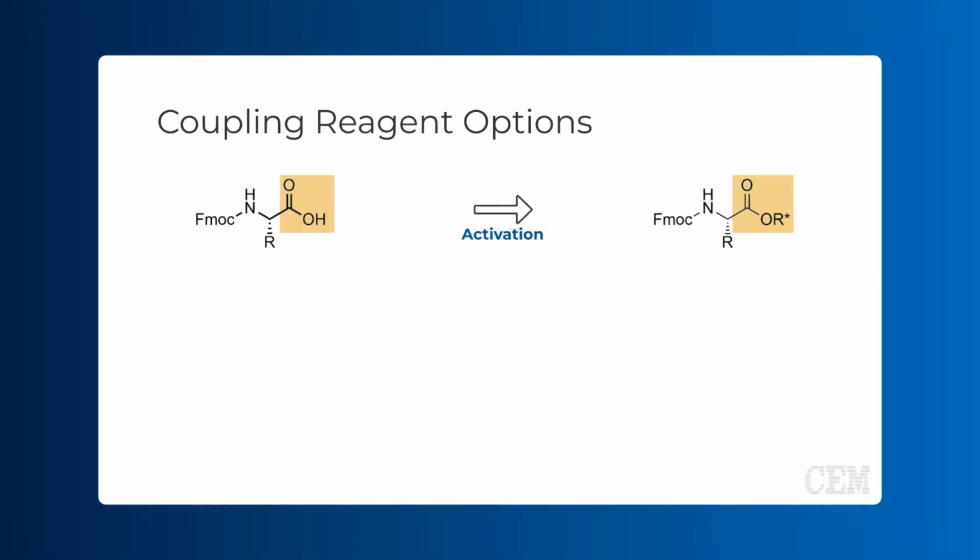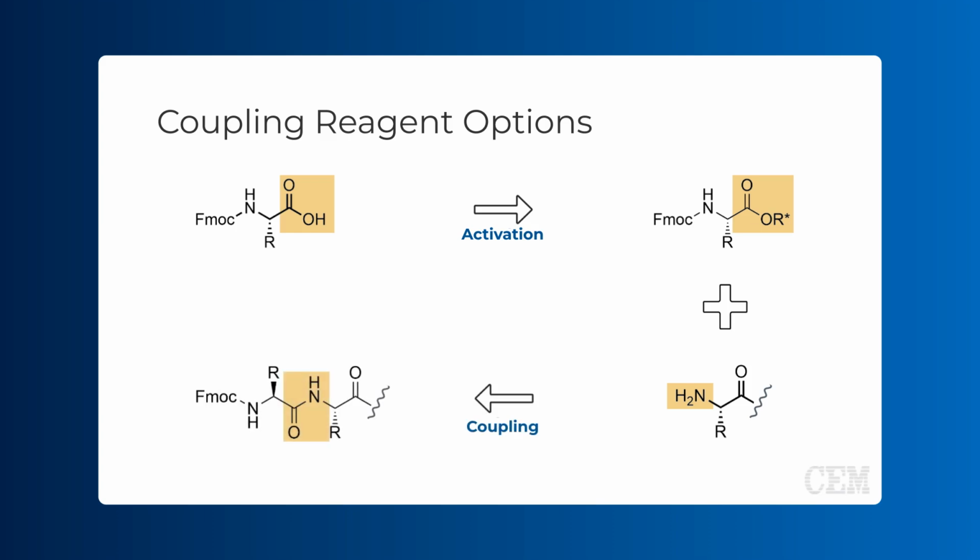Once the carboxyl group of the incoming amino acid has been activated, the deprotected amine of the solid supported peptide can react with it to form the peptide bond. Like with deprotection, if you are performing SPPS on an automated peptide synthesizer, we recommend you consult with your system's manufacturer for recommended solution concentrations and reaction method specifics.